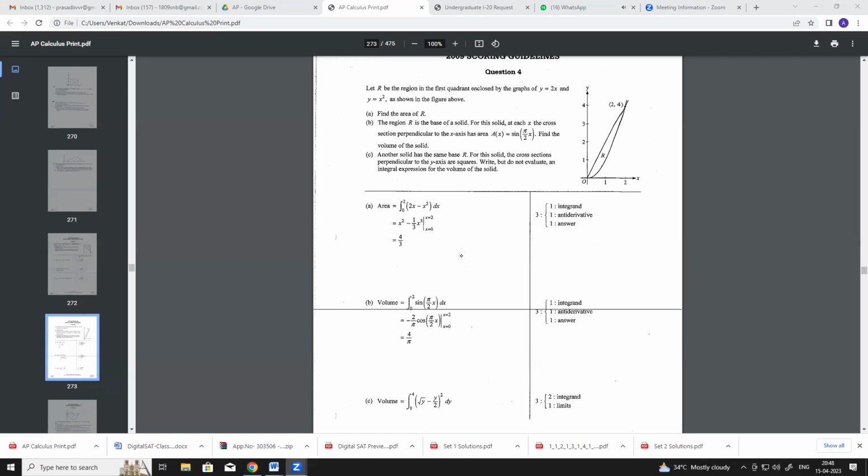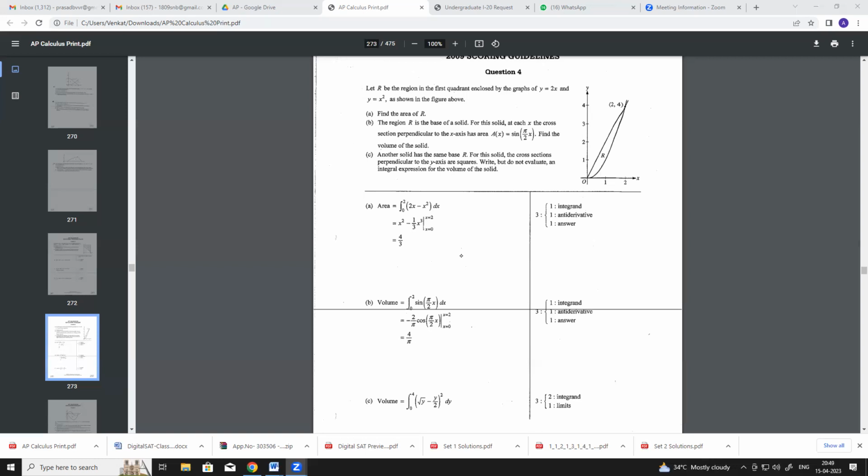Volume is, the region R is a base of a solid. For the solid, each cross section perpendicular to the x-axis has area given. He has already given the area, such a good person. The area is sin of pi by 2 x. So the volume is the integral from 0 to 2 of area into dx, sin of pi by 2 x into dx. Another solid has the same base R. For this solid, the cross sections perpendicular to the x-axis are squares.